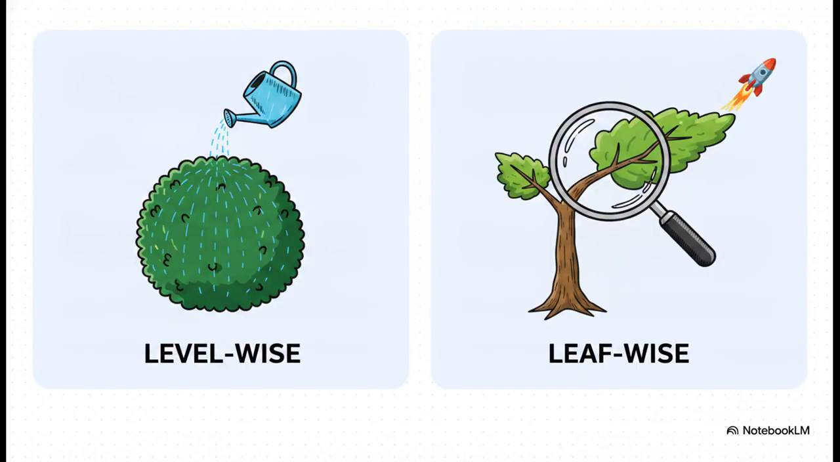Next up, LightGBM actually changes how the tree grows. Traditional models use level-wise growth. But rather than watering every single plant in a garden equally, leaf-wise growth acts way smarter. It specifically targets only the branch that needs the most improvement. It essentially identifies the leaf that offers the greatest reduction in error and expands only that one. It's aggressive, it's incredibly efficient, and it focuses all that computational effort exactly where it matters most.